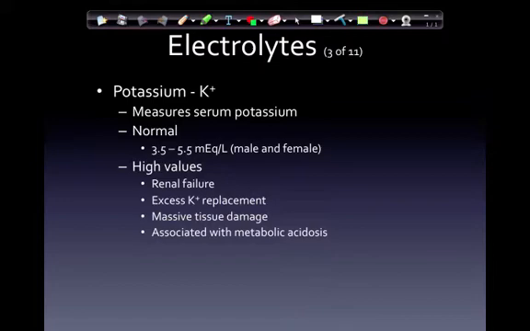Electrolytes continue. This is potassium, measured serum potassium levels. Normal in this is going to be 3.5 to 5.5, and this is both in male and female. High values: renal failure, your kidneys eliminate potassium. Excessive potassium replacements, you've taken one too many Slow-K or K-Lor potassium replacements. Massive tissue damage, because this is an intracellular residing electrolyte, or associated with metabolic acidosis. Now, whenever we become acidic, what's in the cell generally tends to come out. We get a shift of things. So very simply, as we correct the acidosis, we should watch their potassium levels again.